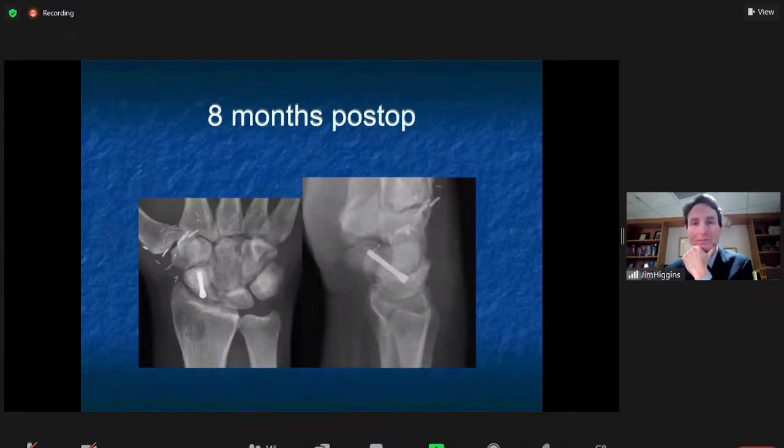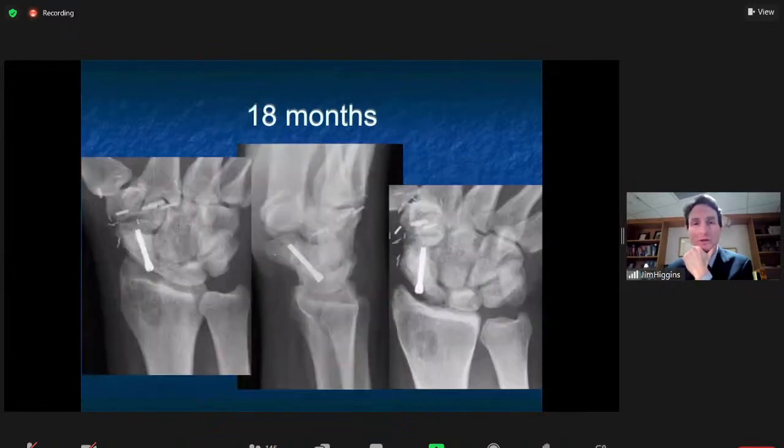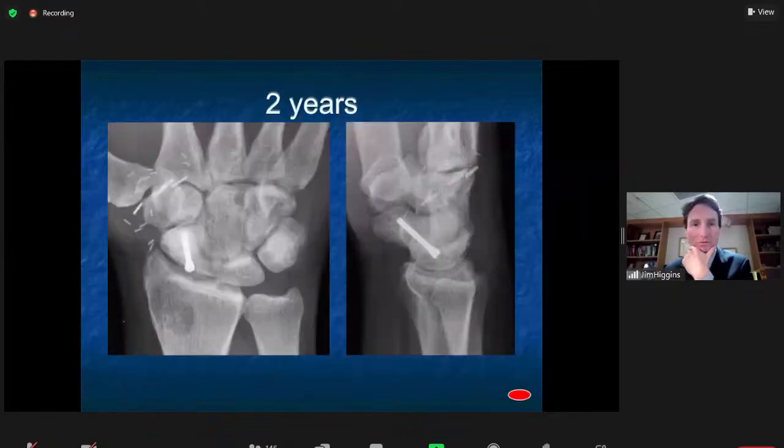8 months post-op. And what I do when I'm staring at these, 18 months, I'm trying to say to myself, is there any pointiness of the radial styloid? Is there any narrowing of the space? I'm trying to avoid SNAC, right? That's what you're trying to do with these patients, avoid SNAC.